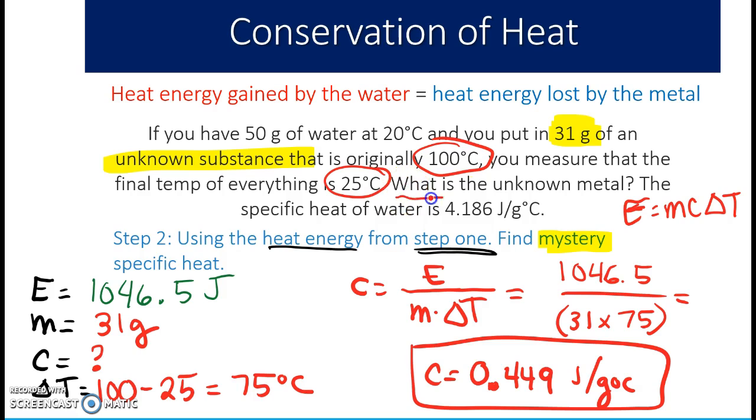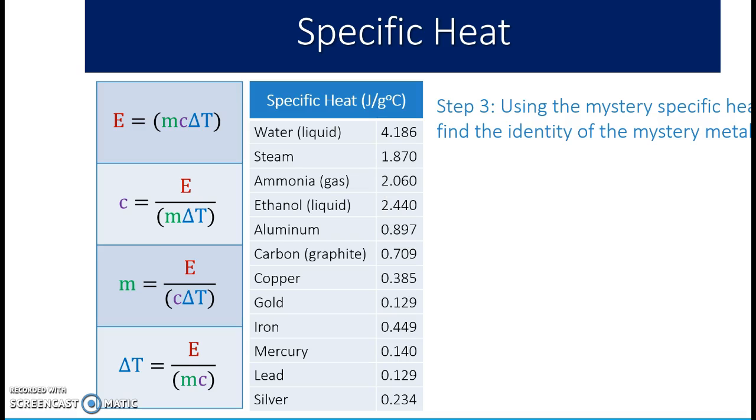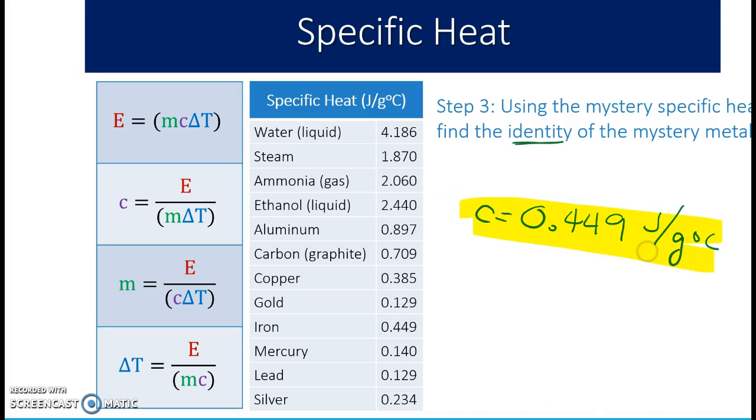So in this problem, we're asked to find the unknown metal. So we're going to have one last step on this problem where we use the specific heat value that we obtained. So we got C is equal to 0.449 joules divided by grams times degrees Celsius. So we're going to be using this mystery specific heat to find the identity of our mystery metal. So we're going to look for the substance that matches this specific heat. So we'll see that that substance is iron. So our unknown or mystery metal is iron.